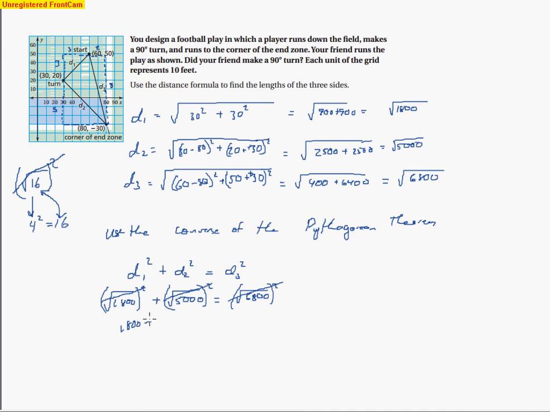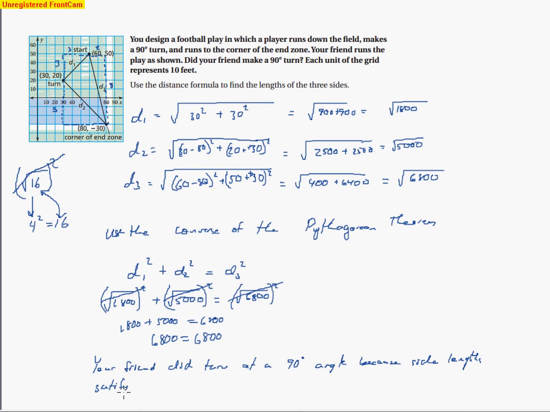So 1,800 plus 5,000 should equal 6,800. Let's see if it does. Yeah, these two numbers add to make 6,800. Since the numbers agree like this, we would say your friend did turn at a 90-degree angle because the side lengths satisfy the converse of the Pythagorean theorem.